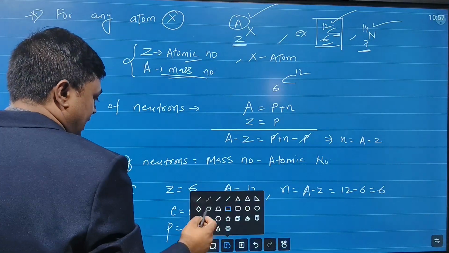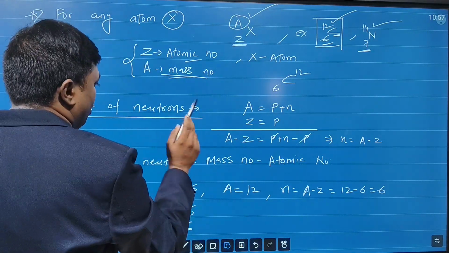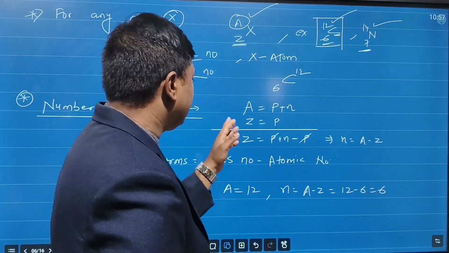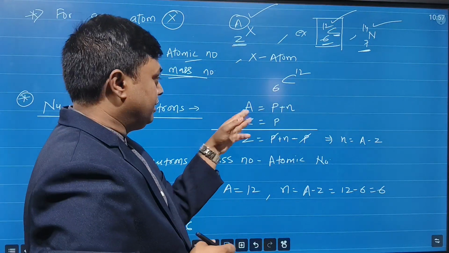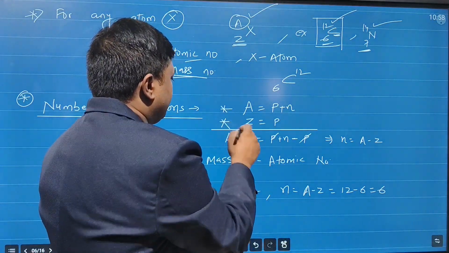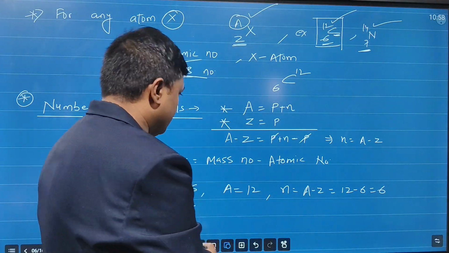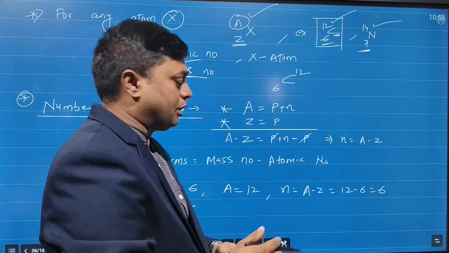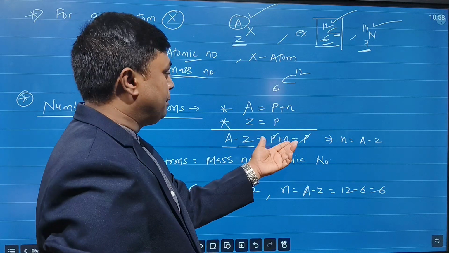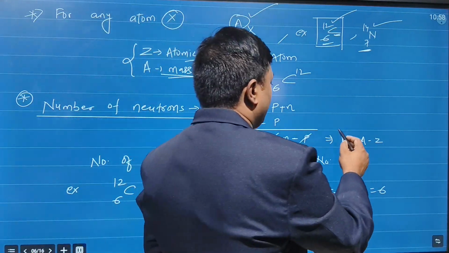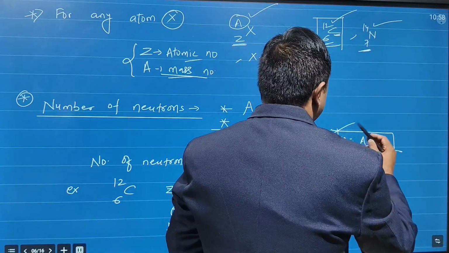One important question they ask in the exam is to find the number of neutrons. To understand this, see here, my mass number A is equal to P plus N, yes or no? And atomic number is nothing but the number of protons. Subtract mass number minus atomic number. So if you do A minus Z, that is P plus N minus P, the P gets cancelled, so you get the number of neutrons is equal to A minus Z.